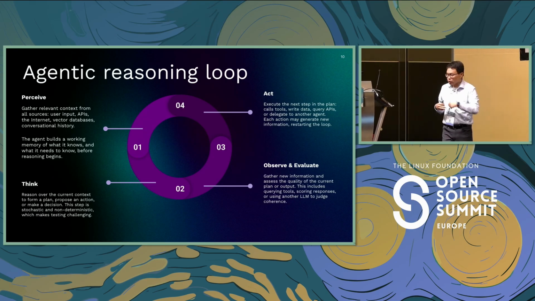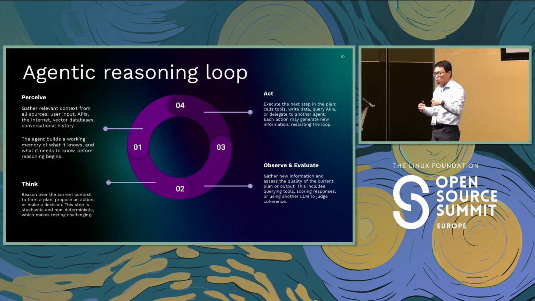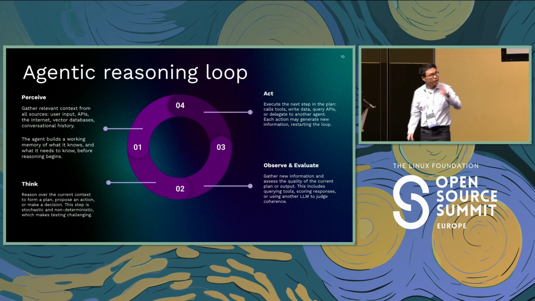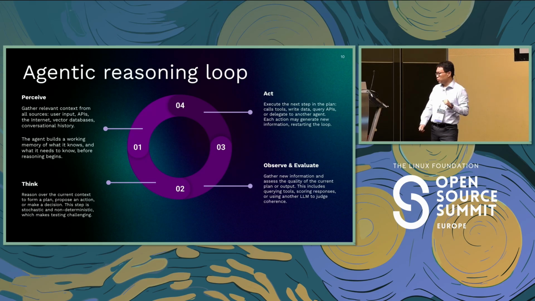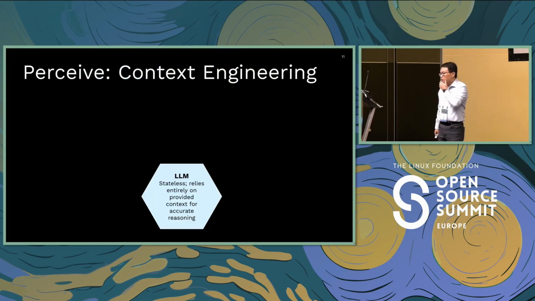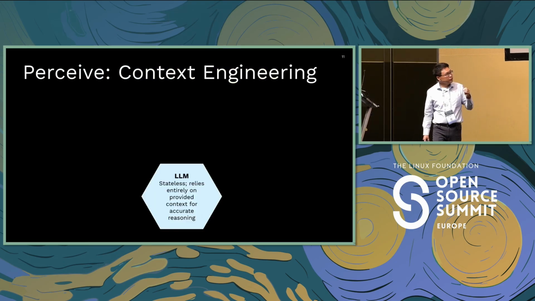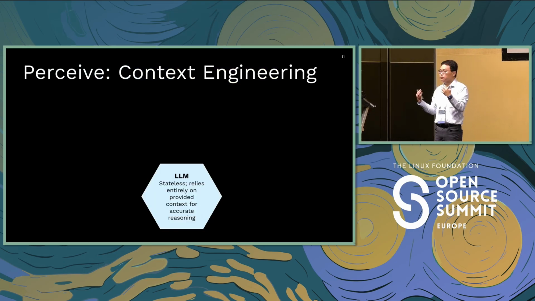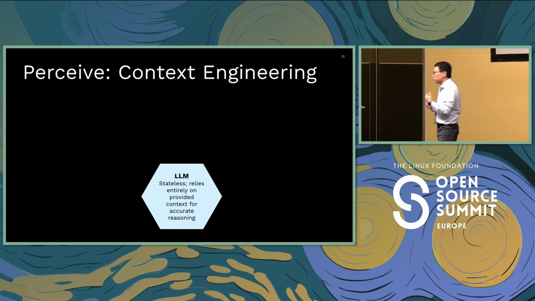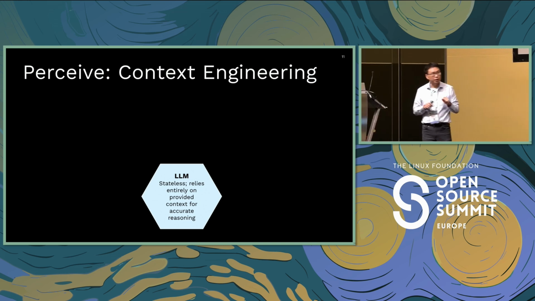It might actually query another agent, et cetera. So, and I would like to say this is more of a conceptual loop, and I'm going to talk about each of these phases in a little bit more detail. So in the perceive step, like I said, LLMs are stateless. They rely entirely on the context you provide it.